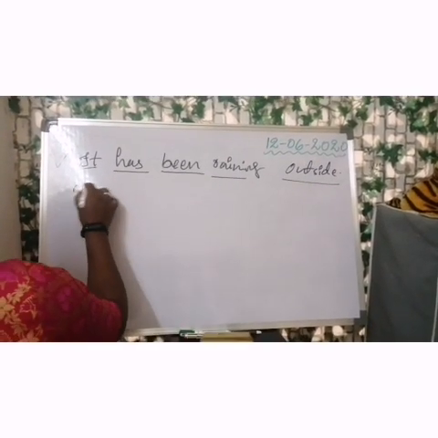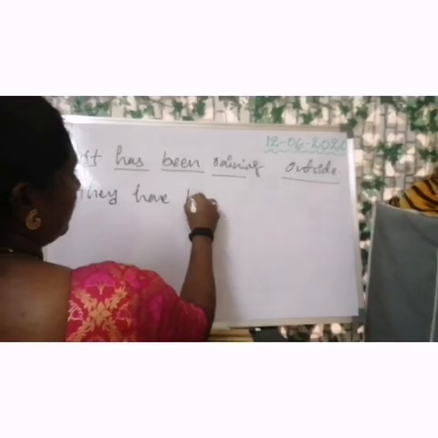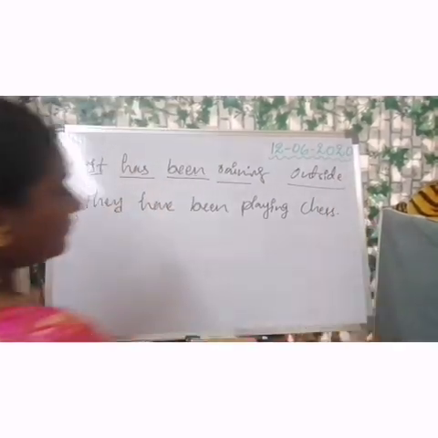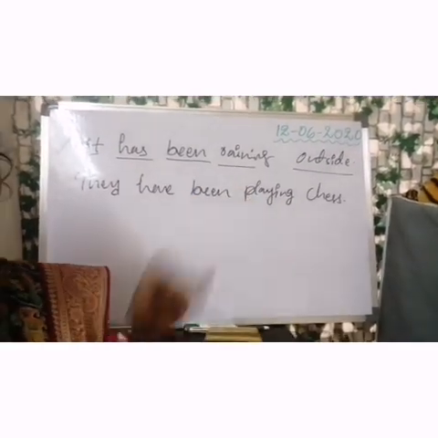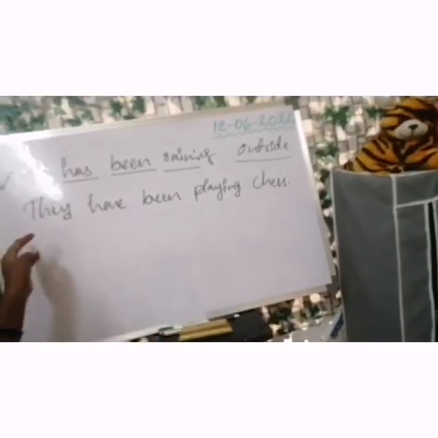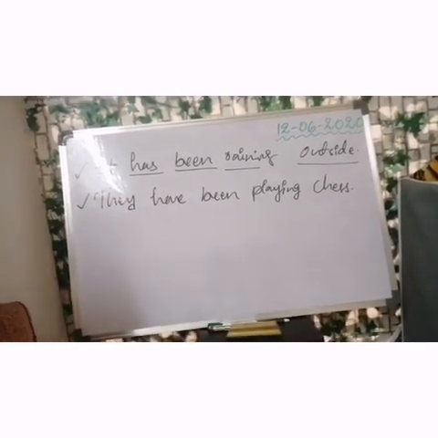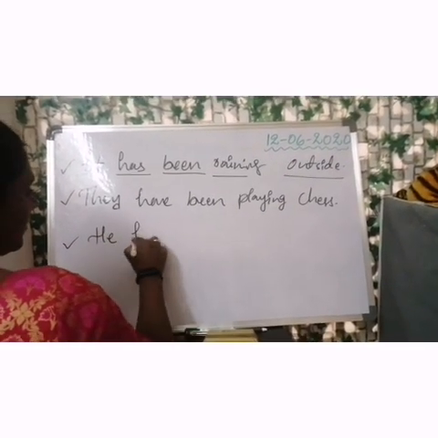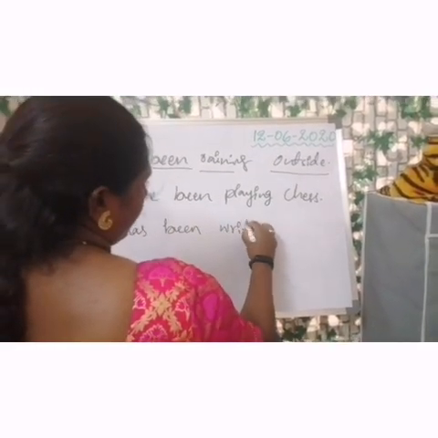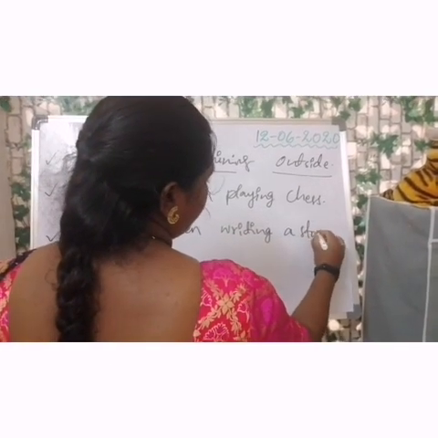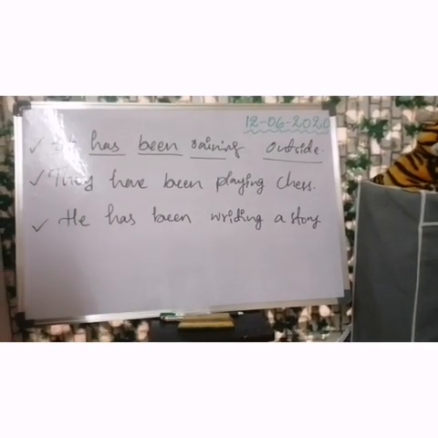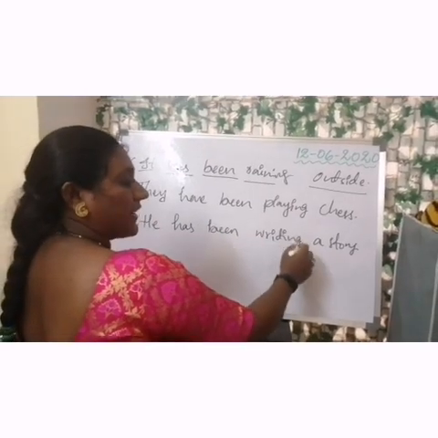So it has been raining outside. Okay, and they have been playing chess. So they started playing chess before, but still they are playing. Or he has been writing a story. Okay, he has been writing a story. That means he has been writing a story.